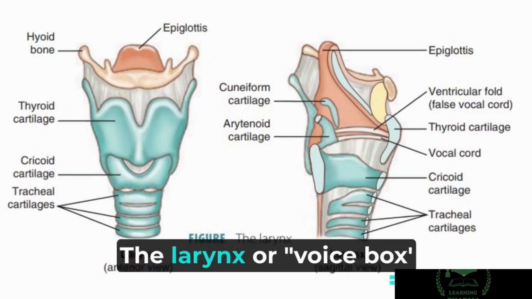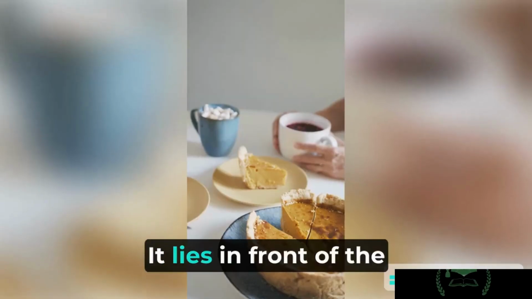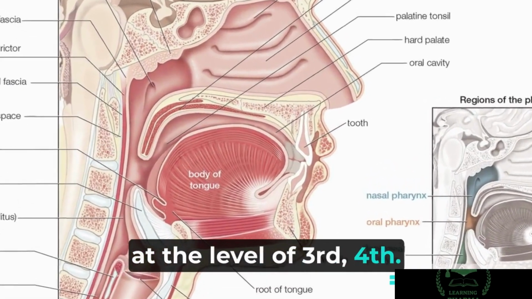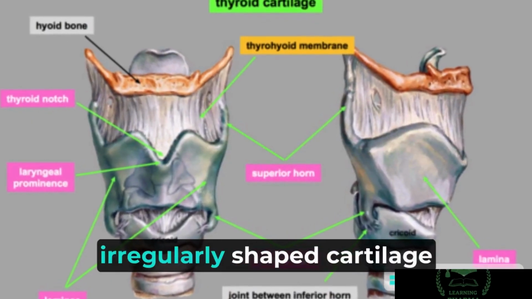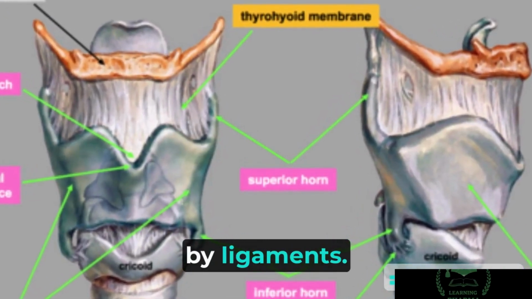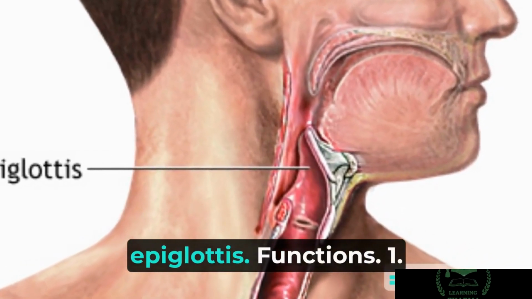Larynx. The larynx, or voice box, extends from the root of the tongue and the hyoid bone to the trachea. It lies in front of the laryngeal part of the pharynx at the level of the 3rd, 4th, 5th and 6th cervical vertebrae. It is composed of several irregularly shaped cartilages attached to each other by ligaments. The main cartilages are hyaline cartilages and the epiglottis.